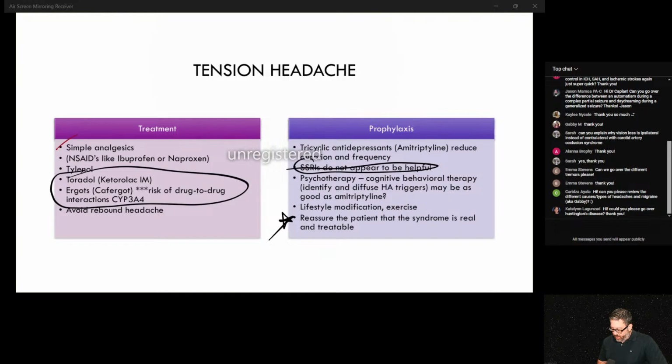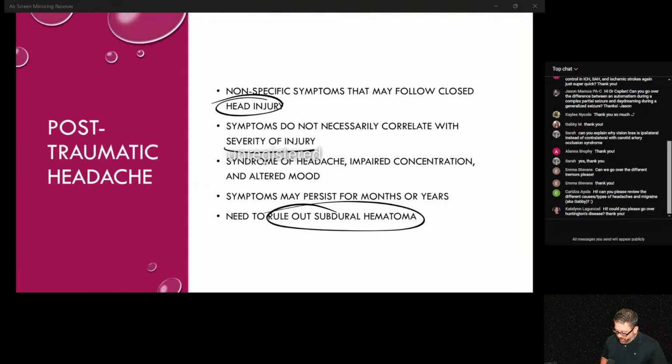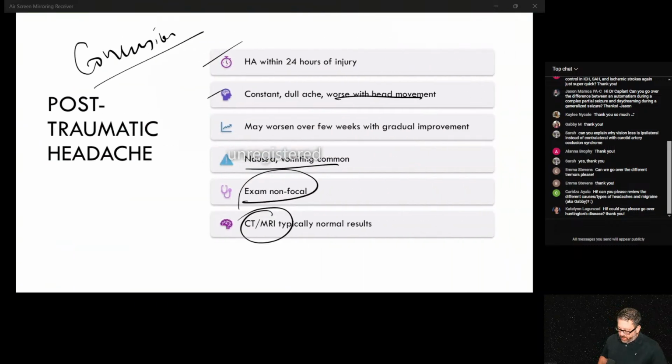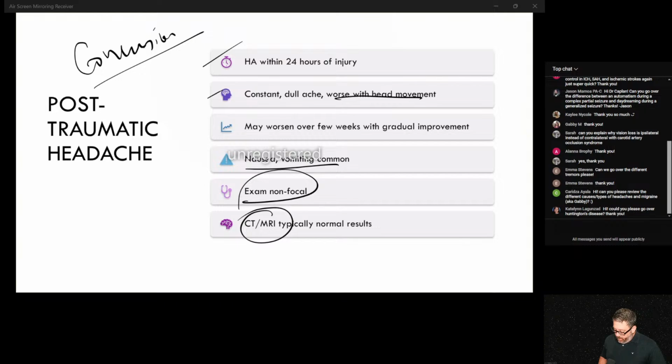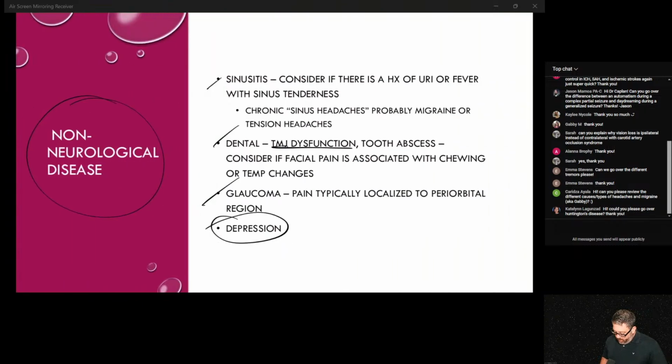Treatment, simple analgesics work. NSAIDs, you always try the NSAIDs first. That's the easiest thing. And then from there, if it doesn't work, then you can up it from there. Tension versus migraine, post-traumatic headache, this is concussion. What else is there? And these are just your non-neurological diseases that can also cause headaches as well.